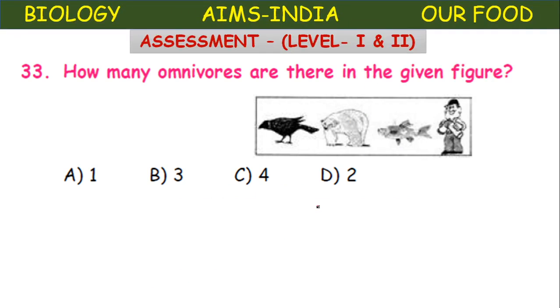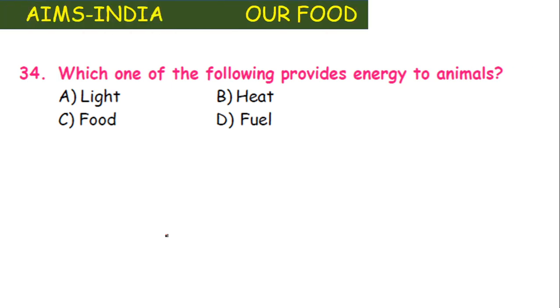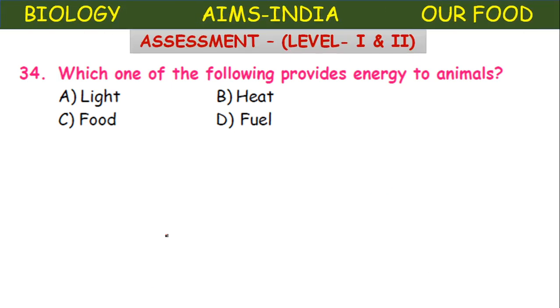How many omnivores are there in the given figure? Crow, bear, fish, human. There are three omnivores: crow, bear, and human. Next, which one of the following provides energy to animals? Light, heat, food, fuel. So actually, food provides the energy to survive.